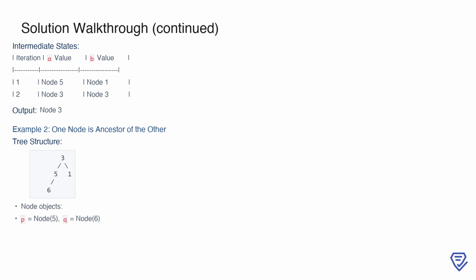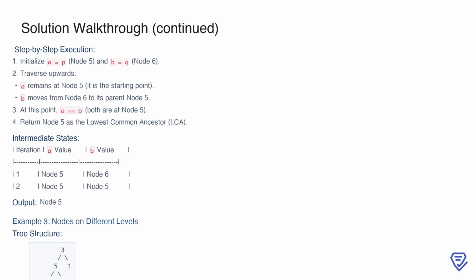In this tree, node 5 is the parent of node 6. Here, P is node 5, and Q is node 6. Let's explore how the algorithm handles this case. In this example, we start by initializing A to node 5 and B to node 6. As the traversal begins, A remains at node 5 since it's already at the starting node.